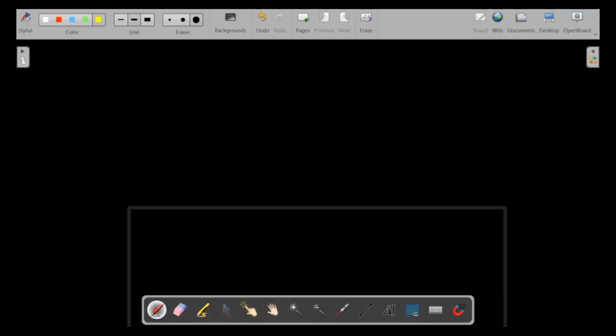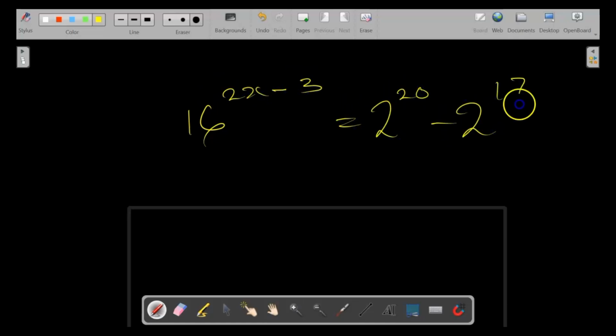Try this out. Drop your answer in the comments. 16 raised to the power of 2x minus 3 to be equal to 2 raised to the power of 20 minus 2 raised to the power of 17 over 7.